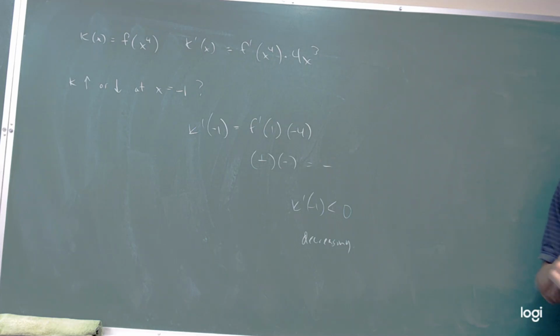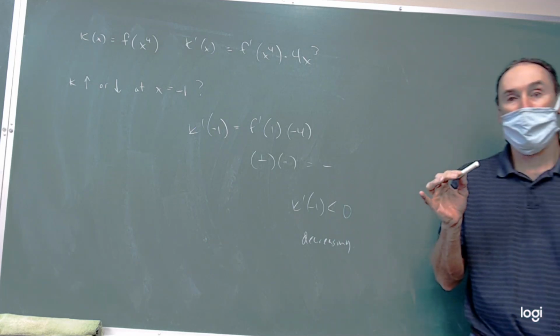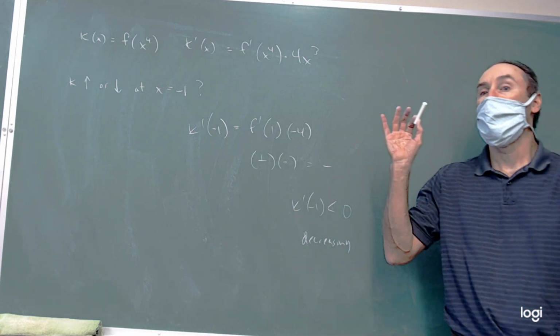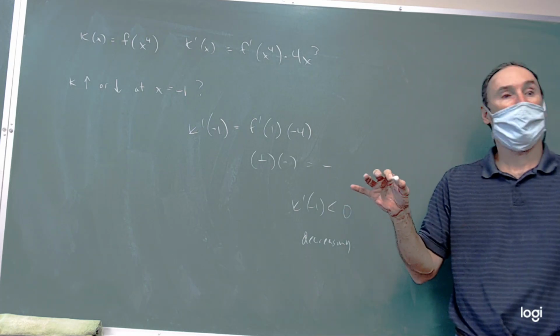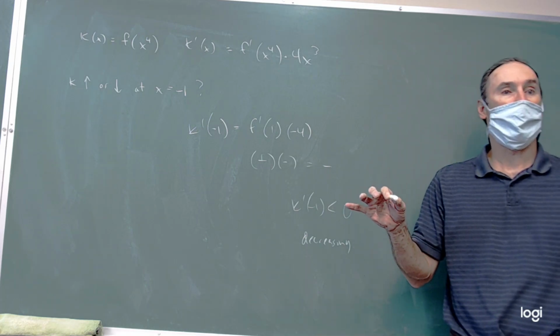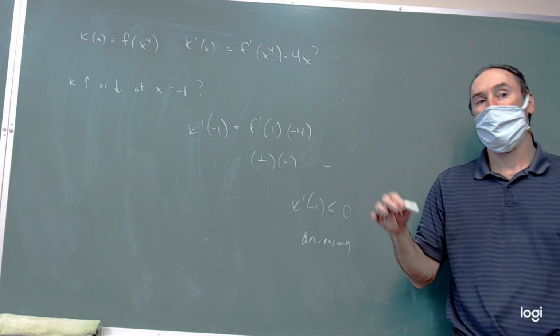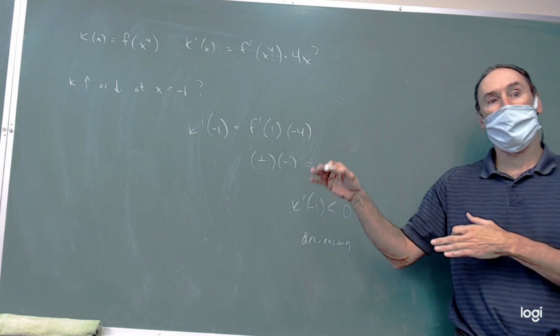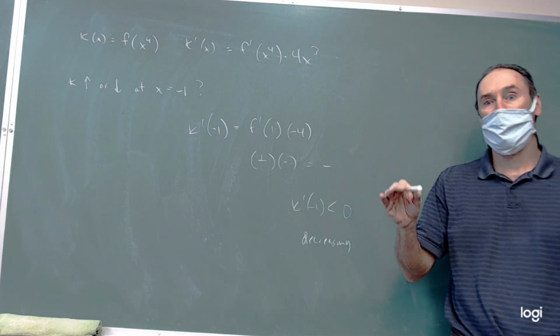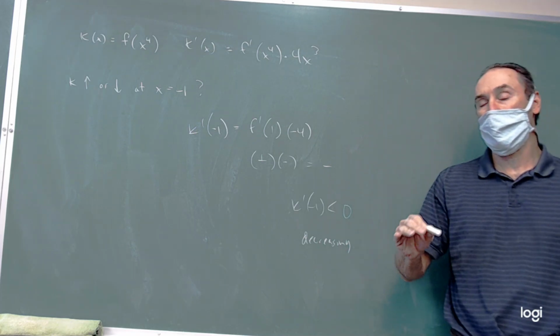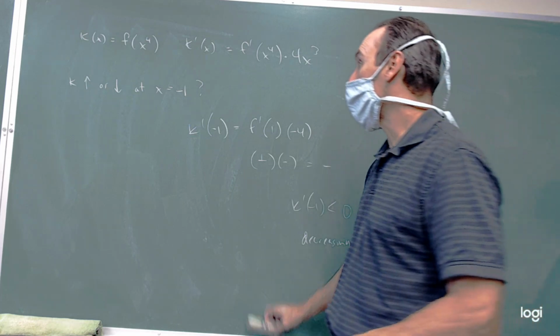So just for old time's sake, let's do our product rule. Product rule is the first times the derivative of the second plus the second times the derivative of the first. The quotient rule is the denominator times the derivative of the numerator minus the numerator times the derivative of the denominator all over the denominator squared.